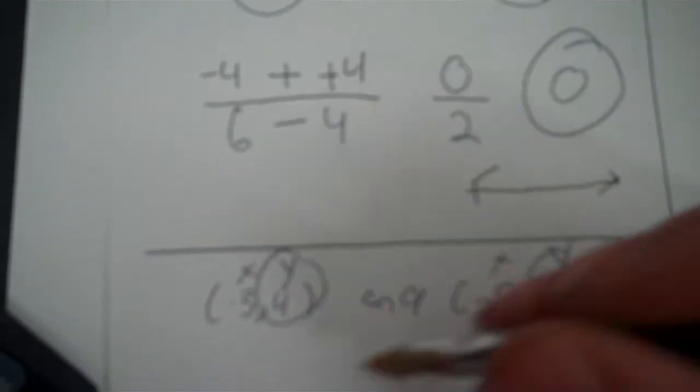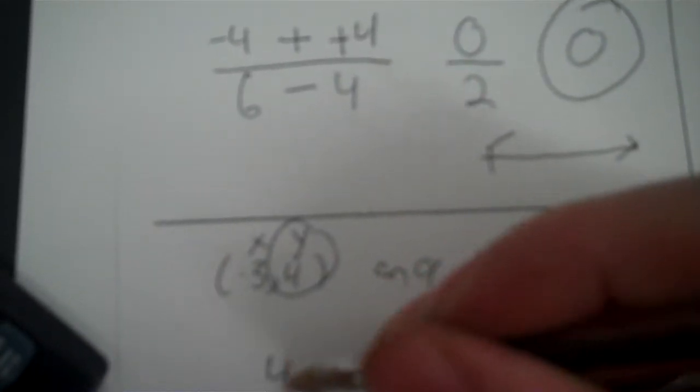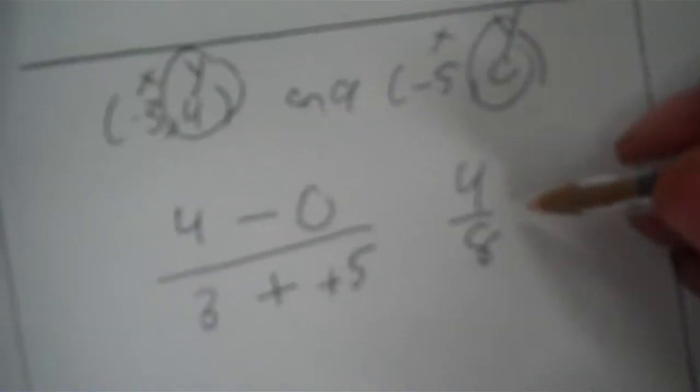My y's, 4 minus 0, 3 minus negative 5, but when I'm subtracting a negative, I've got to go plus. So 4 over 8, 4 divided by 8 is 0.5. Okay. Next.